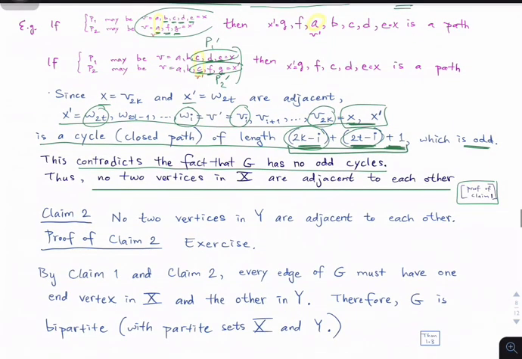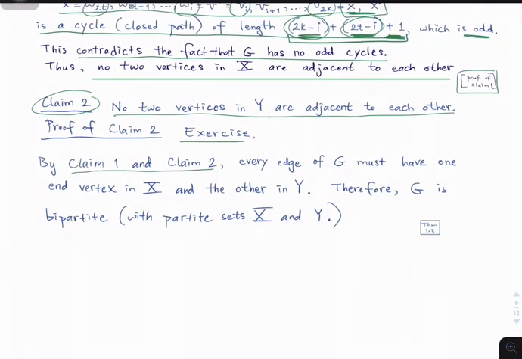And we can use the same logic, which you can try on your own, to show that no two vertices in Y are adjacent to each other. Now, combining claim 1 and claim 2, every edge of the graph G must have one end vertex in X and the other in Y. Therefore, G is bipartite, and the partite sets are X and Y.